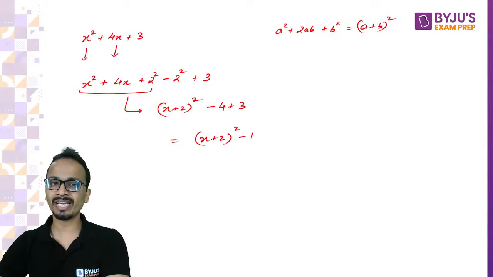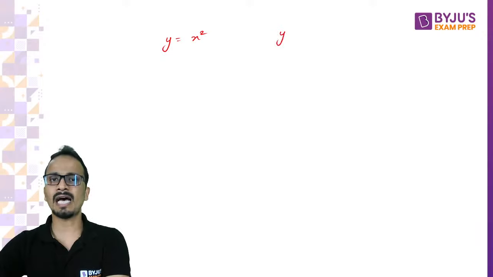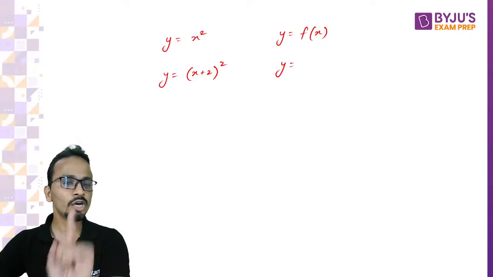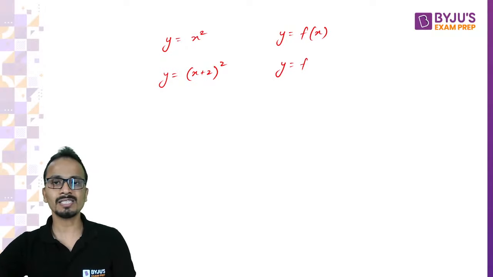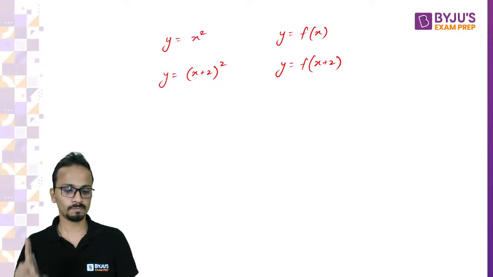I'll again take you to the next page, the blank page, and let's see what will happen. The graph of y equal to x square was given. This I can say is equivalent to the graph of y equal to f of x. I am plotting the graph of y equal to x plus 2 square. So instead of x, we have substituted x plus 2. So this is similar to plotting the graph of y equal to f of x plus 2.